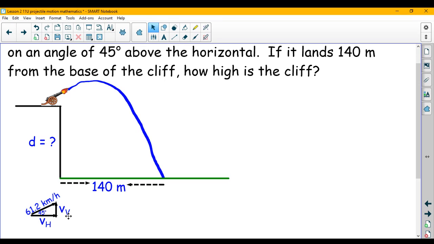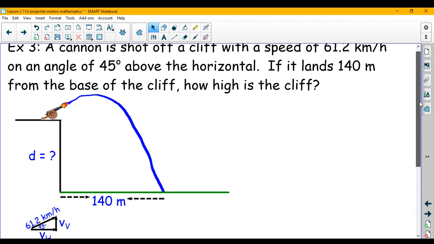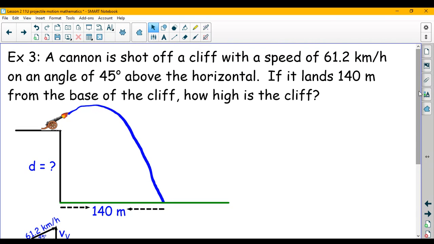It also tells me that it lands 140 meters from the base of the cliff. So this is 140 here, and I want to know the height of my cliff. So I'm going to do a bunch of stuff to do setup because I actually threw a bunch of stuff in here because I don't want you tripped up by it. I've done this on purpose to make this example have a few things in it.